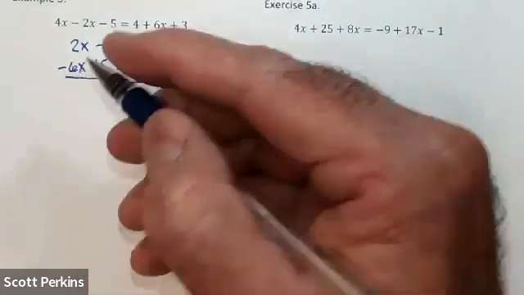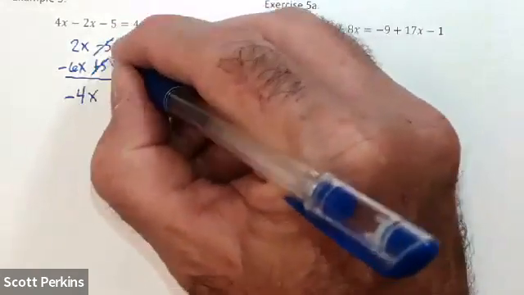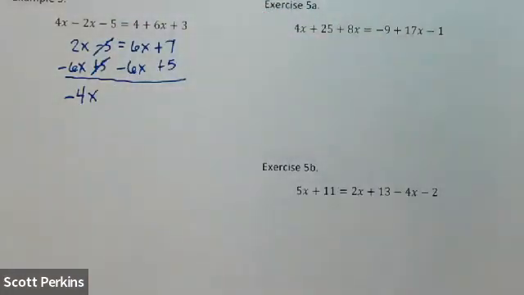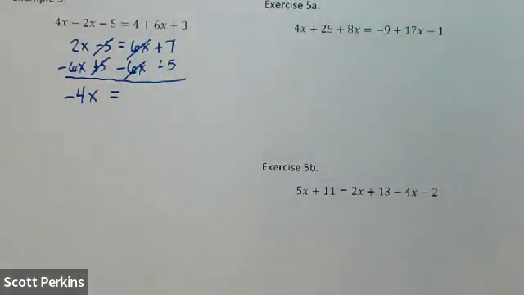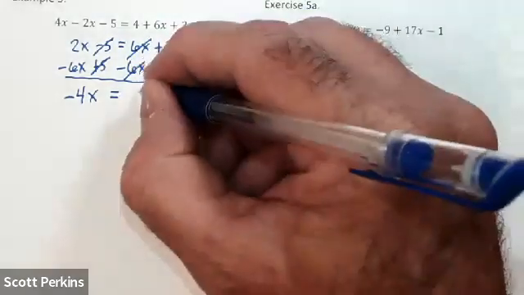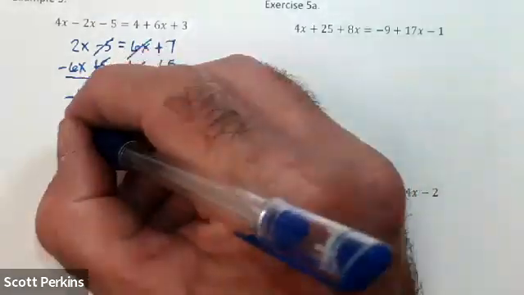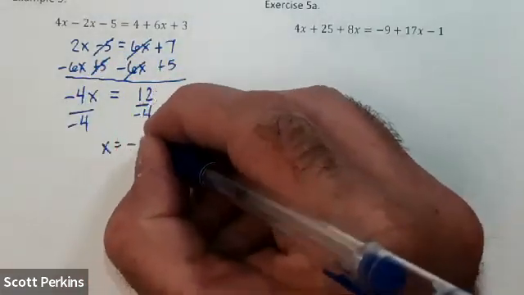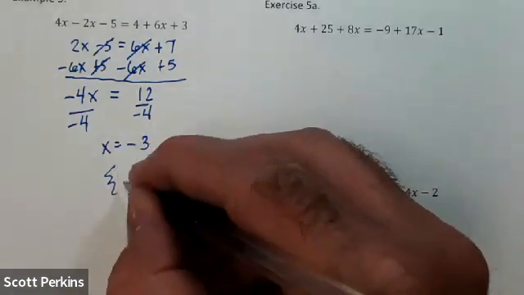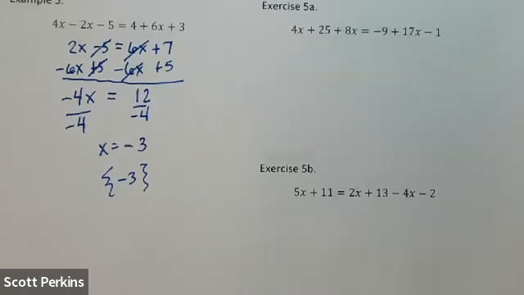2x minus 6x is -4 of them. The 5's cancel because I put the numbers over on the right side of this. My equal sign stays in the middle. The 6x's cancel because I put all the x's on the left. And 7 plus 5 is 12. When I divide by -4, we should all end up with an x value of -3. -3 is the number that when I plug it back in would create a true statement.